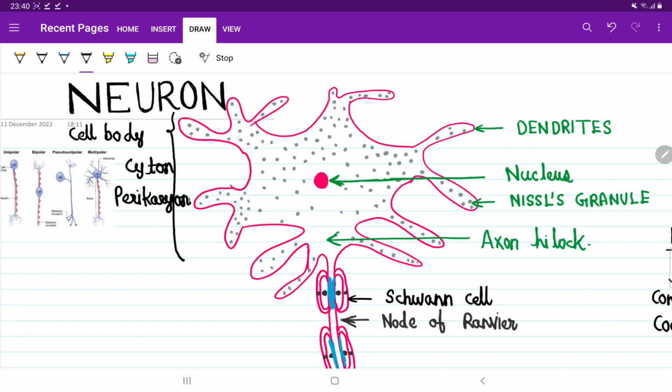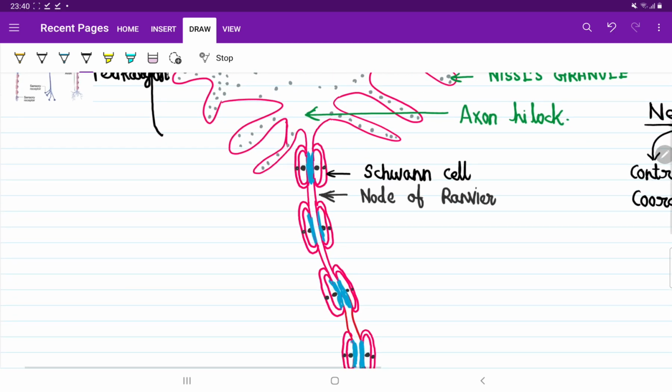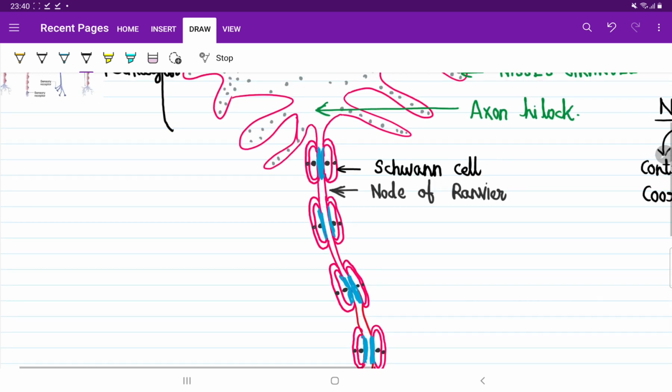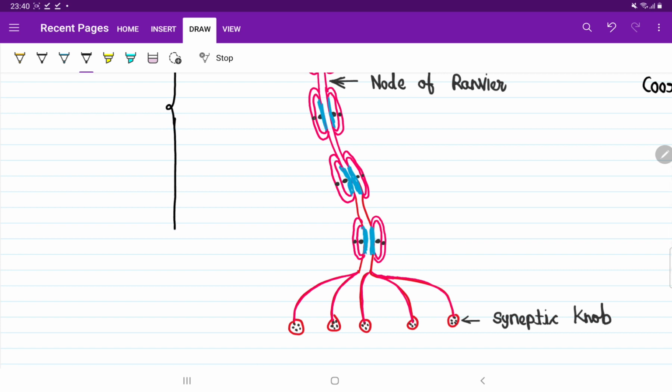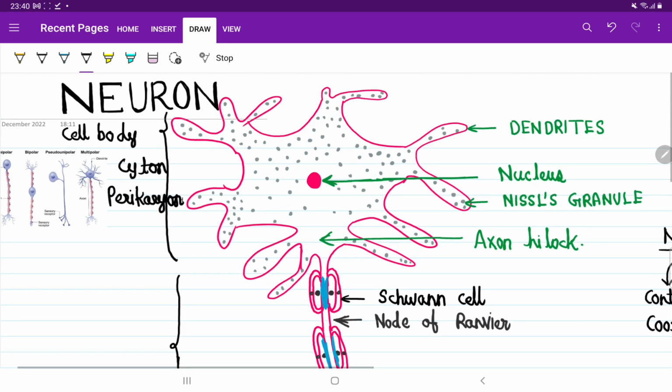This portion is called the cell body, and this extension, are you observing? This extended part is called the axon. This extension, this process, is called the axon. My neuron also has some extensions on its cell body, and these extensions are called dendrites.